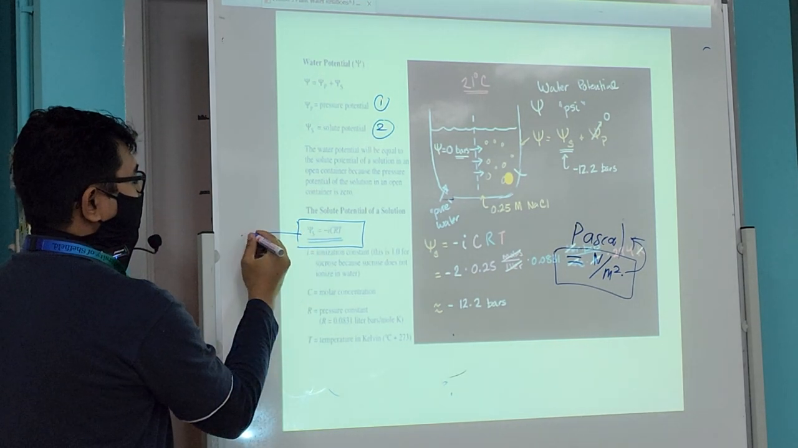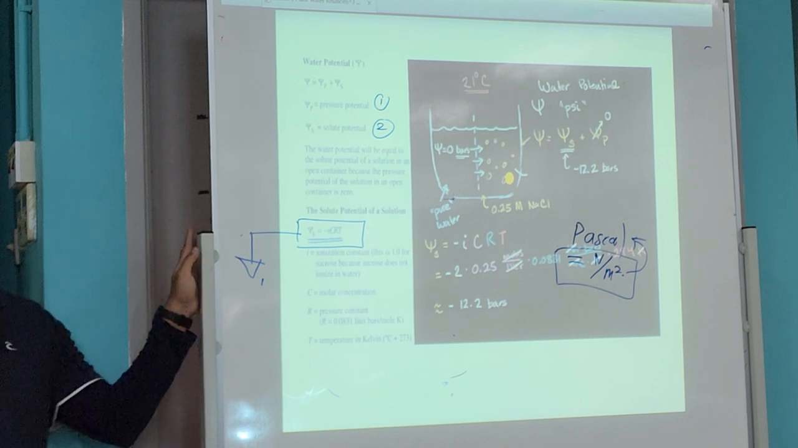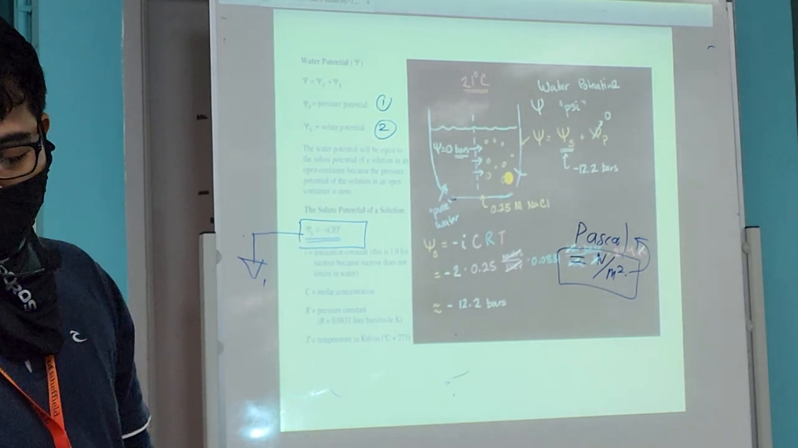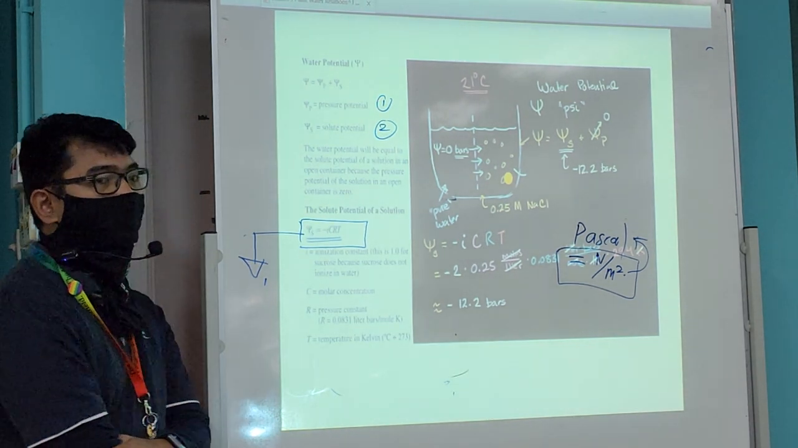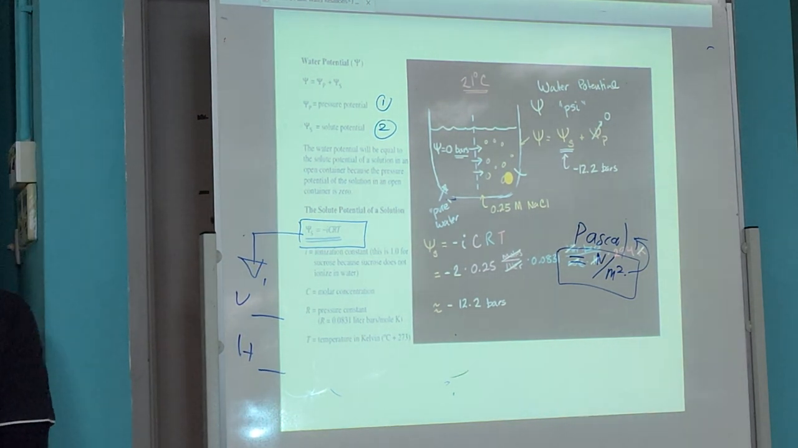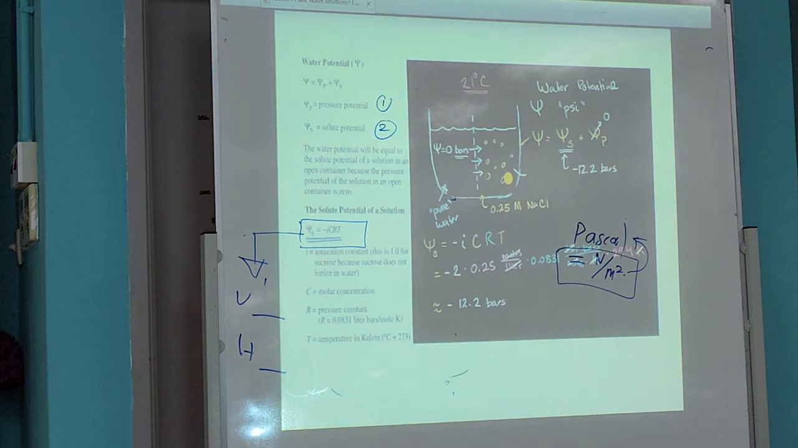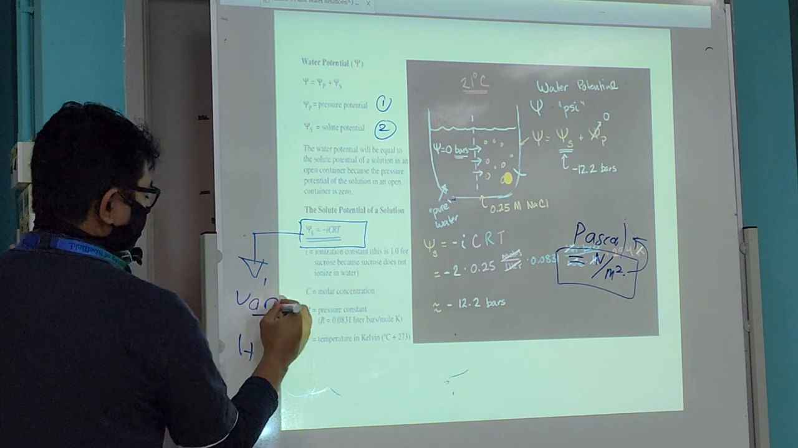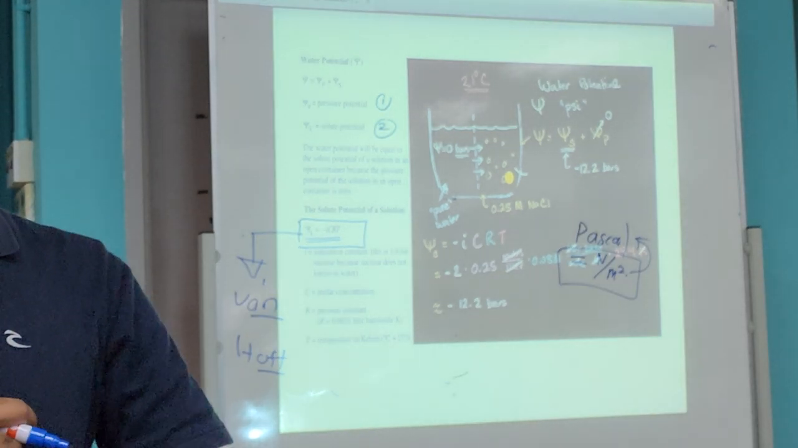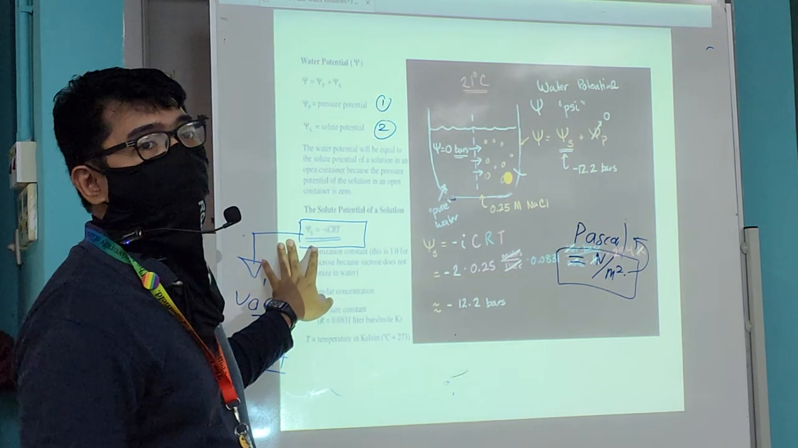What is the name of this equation? It's got a name. I've already mentioned it during the class. I think it's in your lab manual as well. What is it? It starts with V, then it goes H. What is it? Pay attention. Van 't Hoff. Check your lab manual. Is it in there? It's in there. So this is the equation from the Van 't Hoff law.